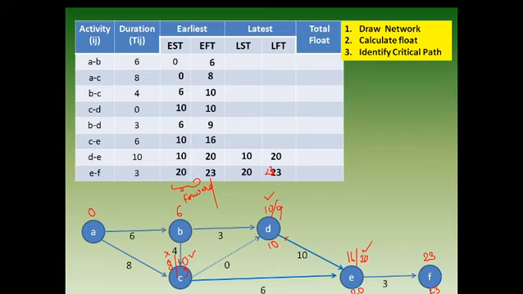Next, C to E. Where is C and E? C. 20 over here. 20 minus 6. How much? 14. Fill the table. 20, 14. Done. Next activity, B to D. Here we have how much? 10. 10 minus 3. What is the value? 7. Fill the table. 10, 7 we have got. Now we have the turn of C to D. C is how much? 10. D, earliest finish time 10. 10 minus 0. The value will be 10. Done? 10 and 10.